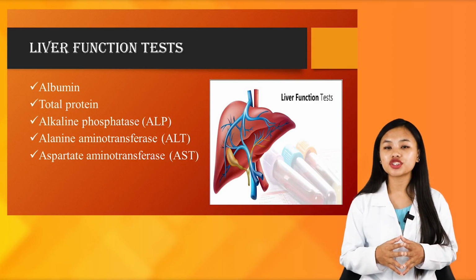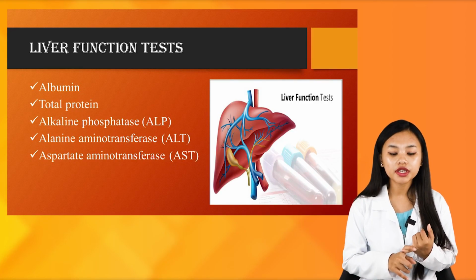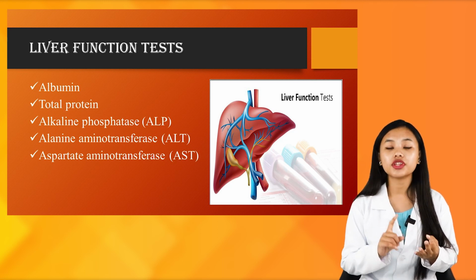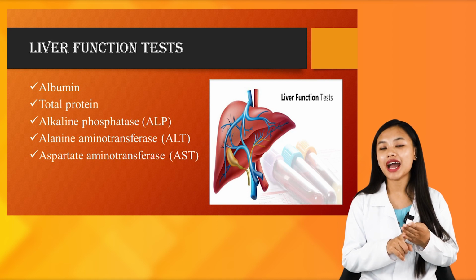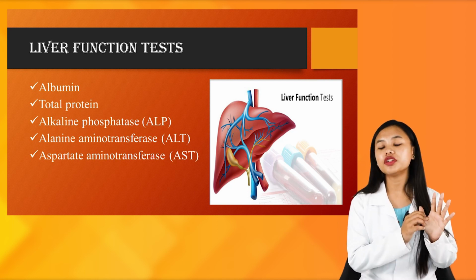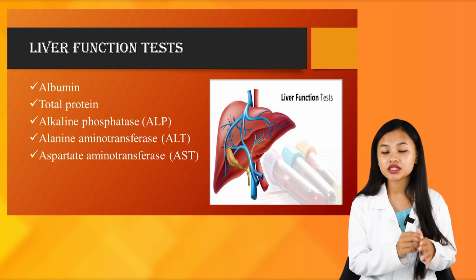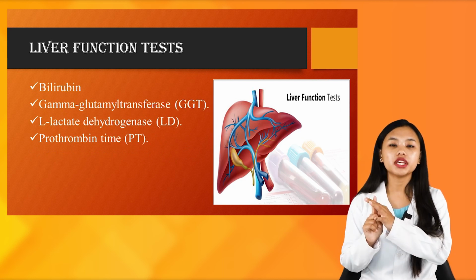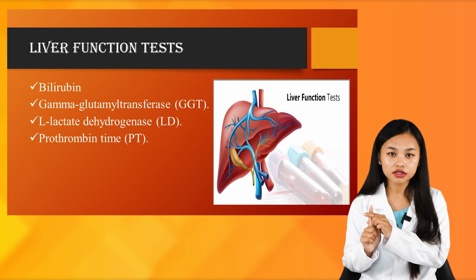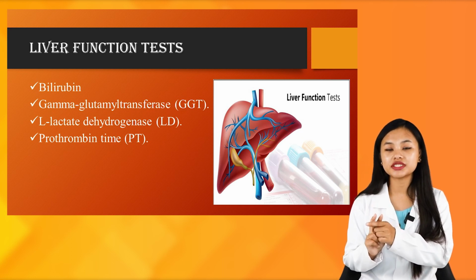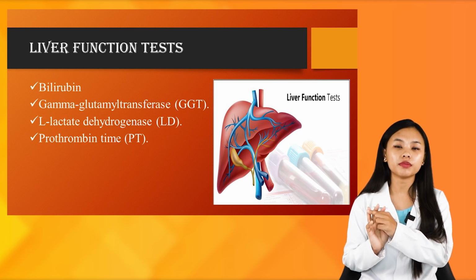Some common liver function tests include the albumin, the total protein, the alkaline phosphatase, the alanine aminotransferase, the aspartate aminotransferase, the bilirubin, the gamma glutamyl transferase, the L-lactate dehydrogenase, as well as the prothrombin time. So these are the liver function tests that can be done in order to get an idea if a person is having any liver problems or not.